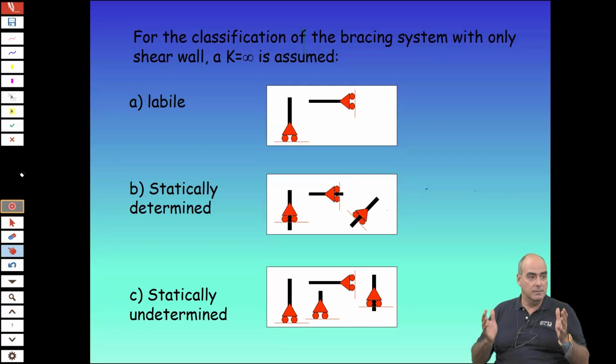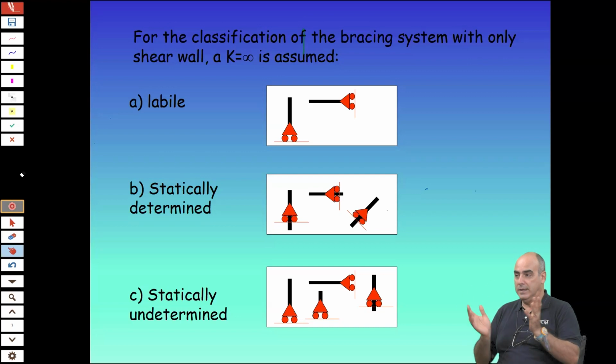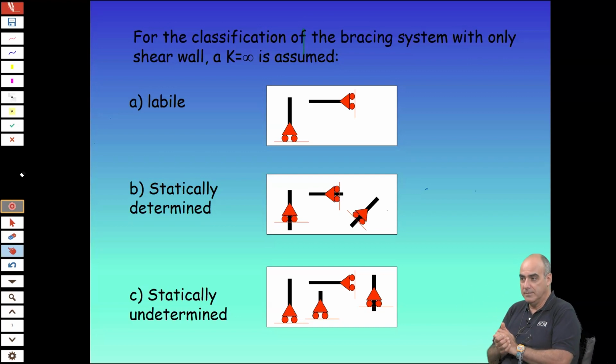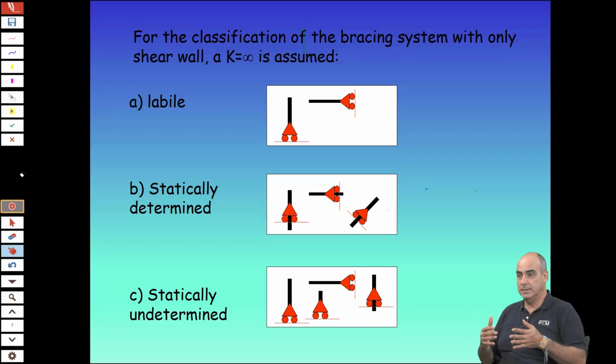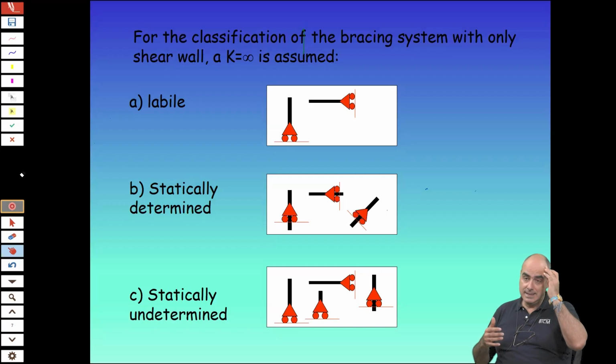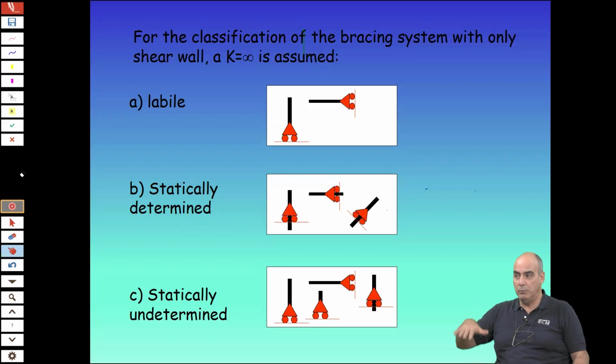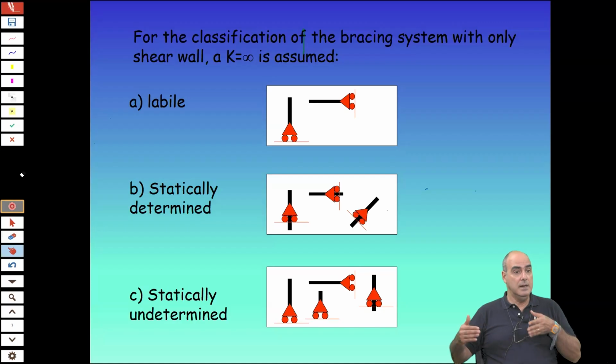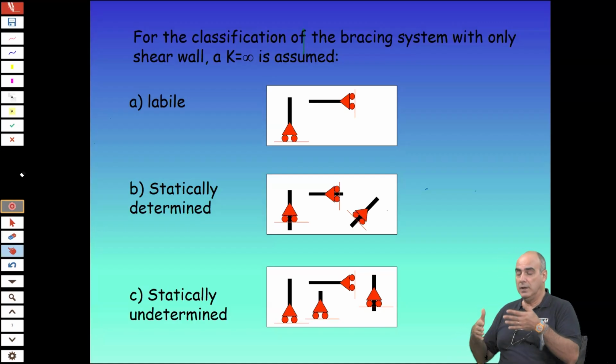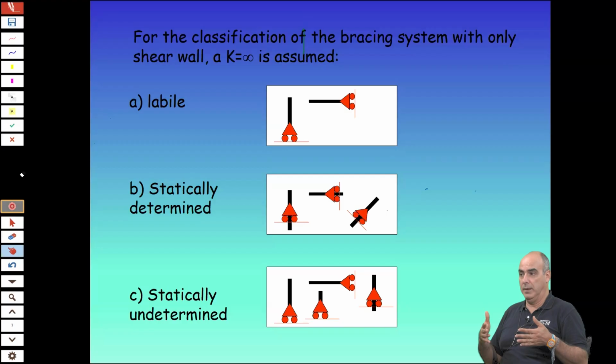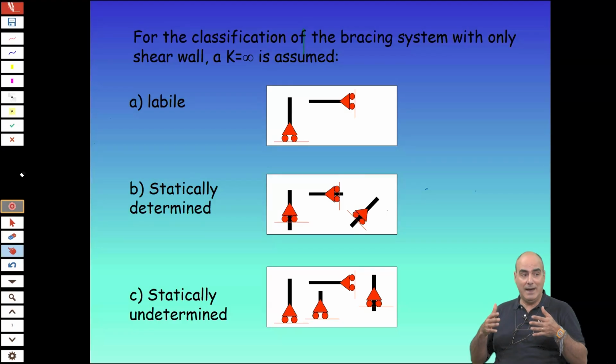Because wind comes from whatever direction it wants. Earthquake, generally, when it comes, has three components. The vertical component in most cases is not very high, but there have been earthquakes recorded where the vertical component was also high. But many times, the two horizontal components of the earthquake are absolutely comparable. So you have to provide the building a system which resists lateral load in both directions.